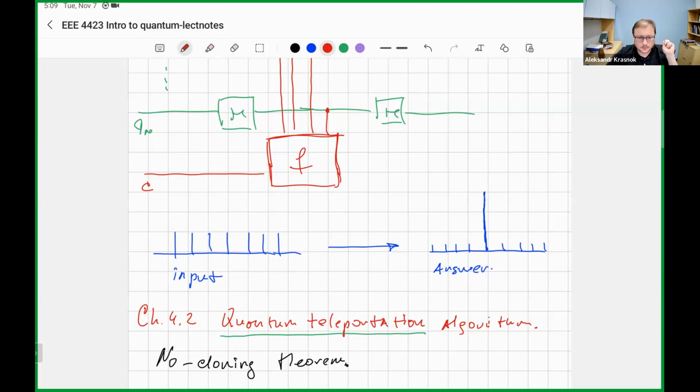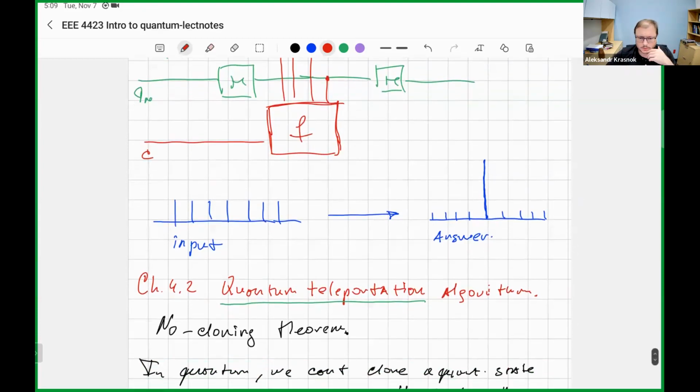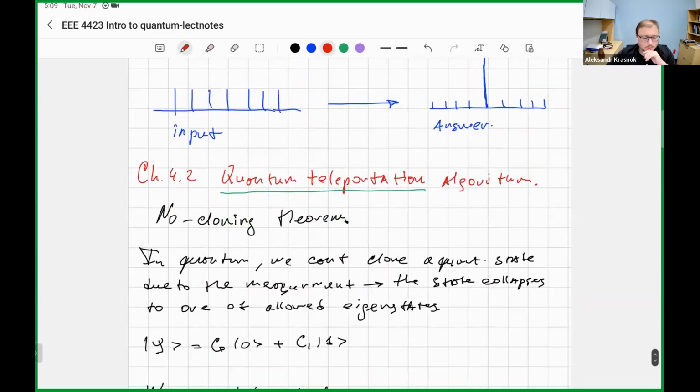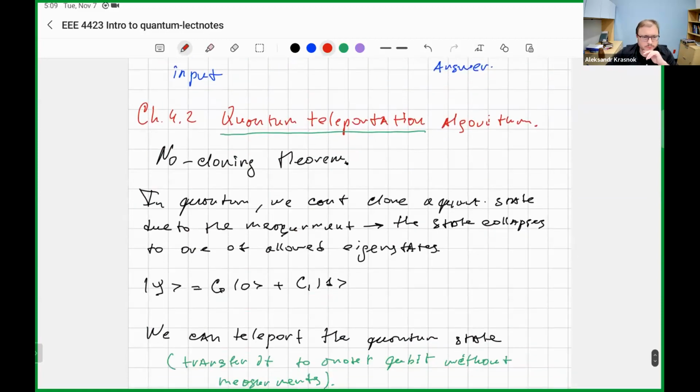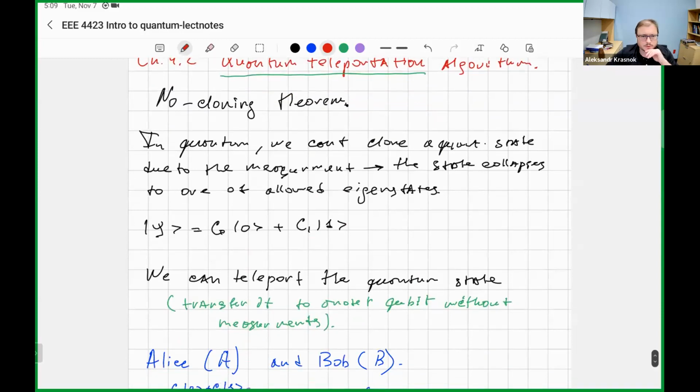the answer will be the amplified amplitude of the state that corresponds to one particular quantum state. As a second example, we discussed the algorithm for the quantum teleportation of one qubit state to exactly the same state, but on the other qubit.